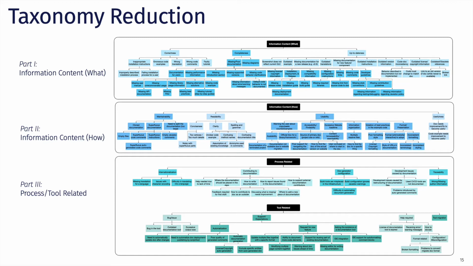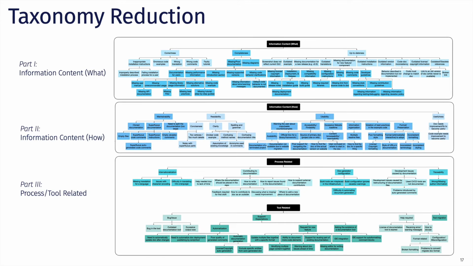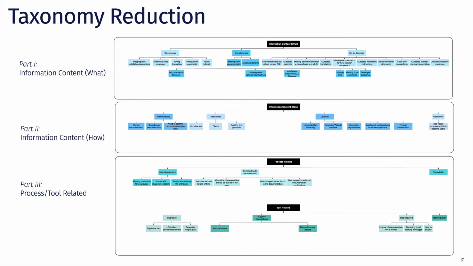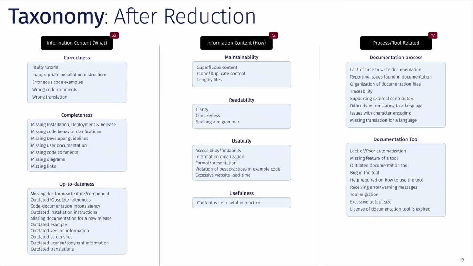Starting with the first item in our agenda, to limit the number of documentation issue types, first we organized our taxonomy into three parts. Then we merged together documentation issues that are very similar and share the same parent category. As a result of this process, we ended up with only 51 documentation issues, from originally 162. This is the new set of issues.